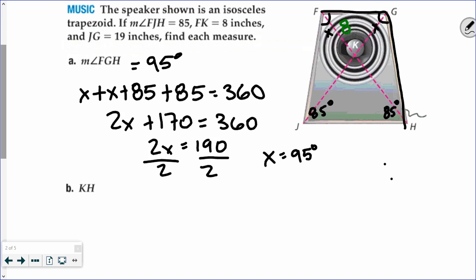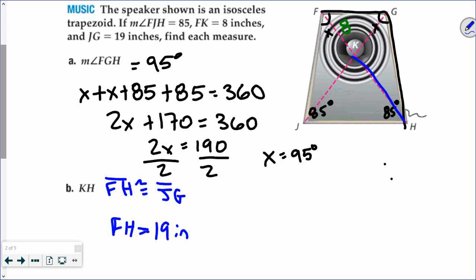Right? And then they want us to find KH, so KH would be what segment? Well, it would be the remainder here of this diagonal. So if the diagonals are congruent, then FH would be congruent to JG, meaning that their measures are equal. So if JG is 19, then FH is also 19 inches. Okay. We've got FH, and we've got FK is 8. We already marked that. So 19 minus 8 would give me the remaining KH segment. So 11 inches. So KH is 11 inches.